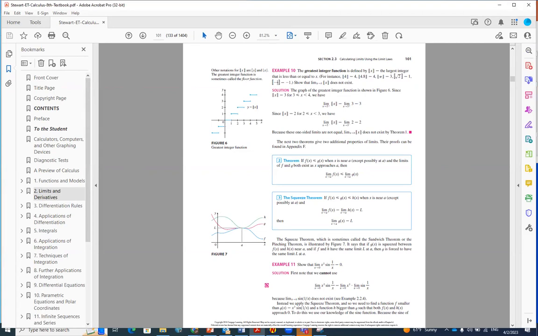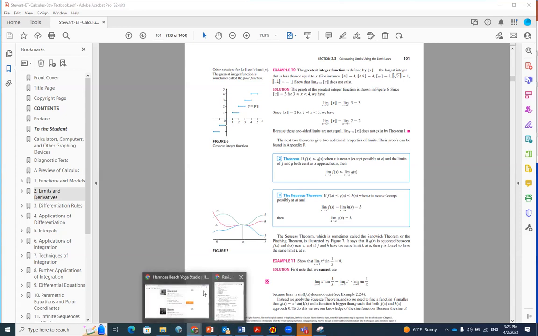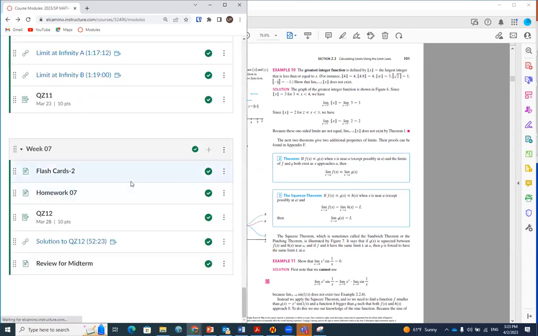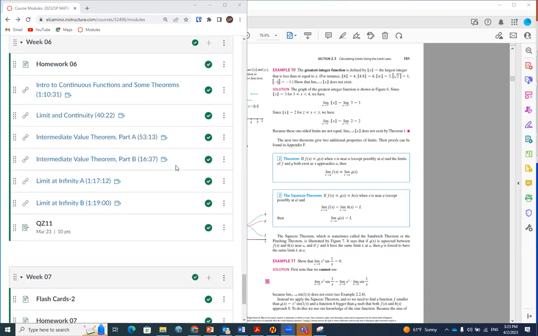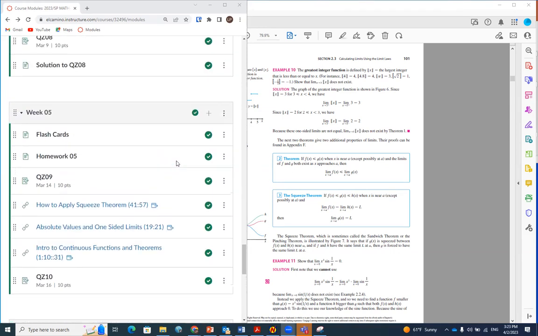All right, without further ado, of course here we're reviewing these concepts, but I also wish to point out that we have given you the tools for applying the squeeze theorem. For example, we made a lesson on how to apply the squeeze theorem. If you wish to see some examples, there's a lesson here.